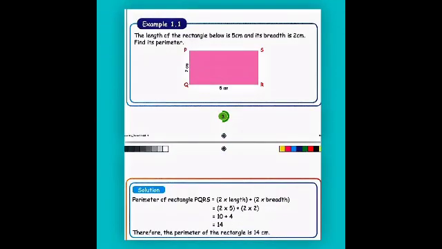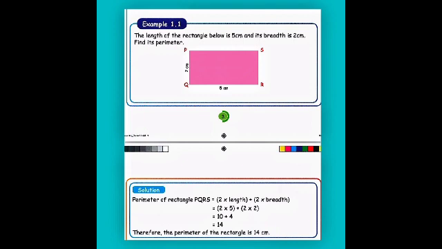The length of the rectangle below is 5 centimeter and its breadth is 2 centimeter. Find its perimeter. Here what is given? Length of the rectangle is given and breadth of the rectangle is given. We want to find the perimeter. So perimeter of a rectangle is equal to twice the length plus twice the breadth. So 2 into length value 5 centimeter, 2 into 5, plus 2 into breadth value 2, 2 into 2. So 2 fives are 10, 2 twos are 4. So 10 plus 4 is 14. Therefore, the perimeter of the rectangle is 14 centimeter.